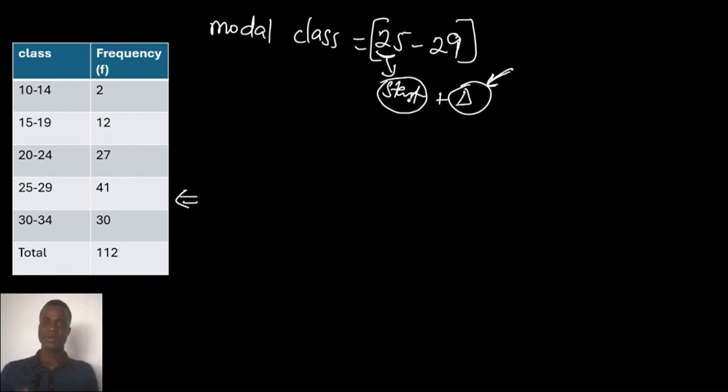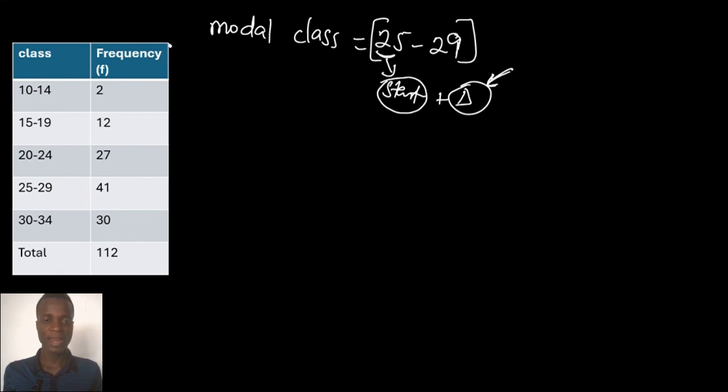But yes, I say we are going to start with the starting point, but the starting point is not going to be a class limit. We need to change everything to class boundary. We are going to work with class boundary this time. Remember how we said how to find the class boundaries? If you don't, please go back and watch how we find the class boundaries.